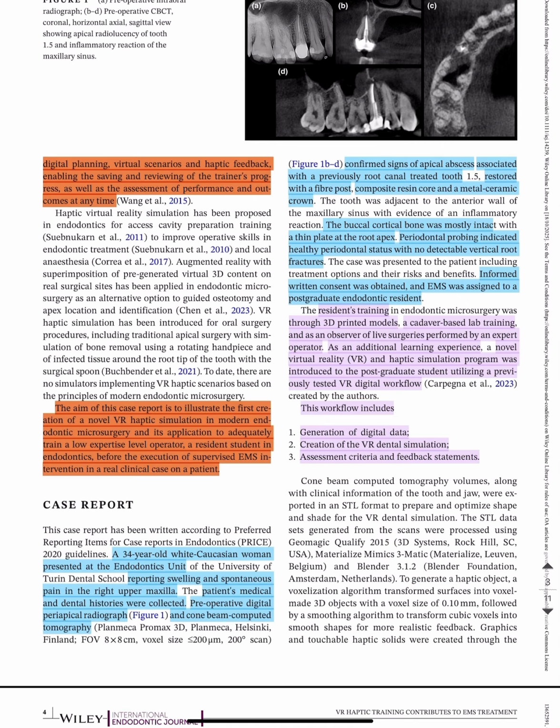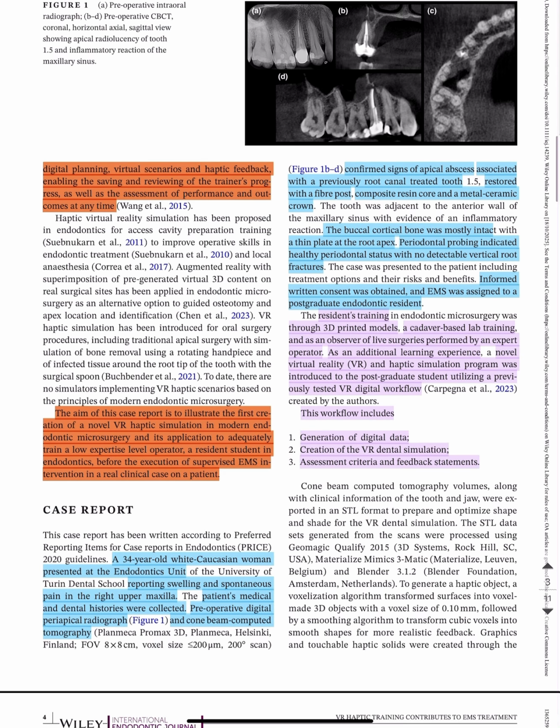This case report presents a 34-year-old white Caucasian woman who presented at the endodontic unit, reporting swelling and spontaneous pain in the upper right maxilla. The patient's medical and dental history were collected. The preoperative digital periapical radiographs and CBCTs were taken, which confirmed the signs of apical abscess associated with the previously root canal treated tooth, restored with fiber posts, a composite resin core, and a metal ceramic crown.